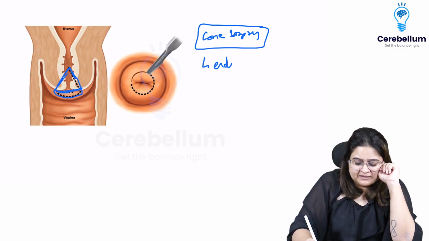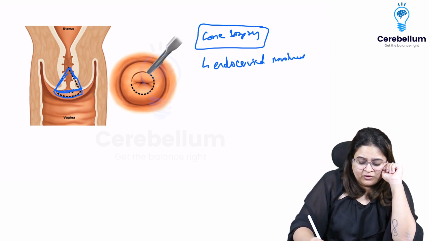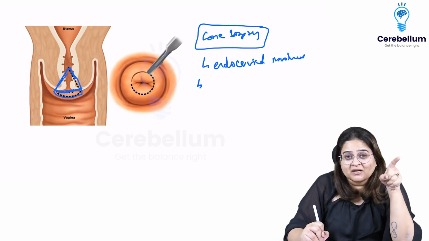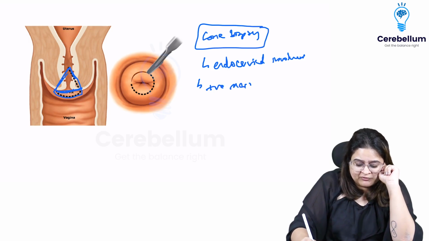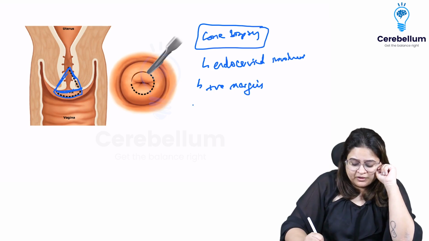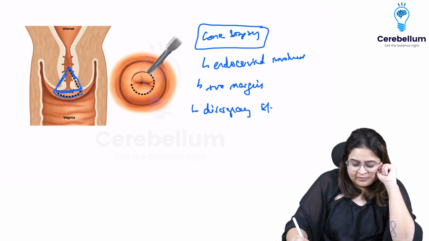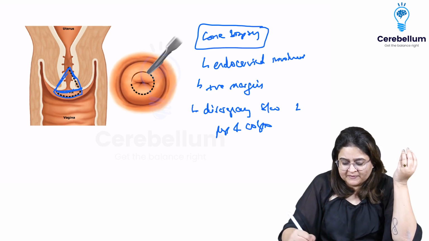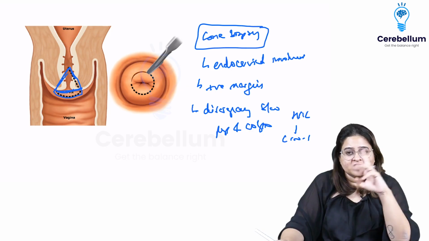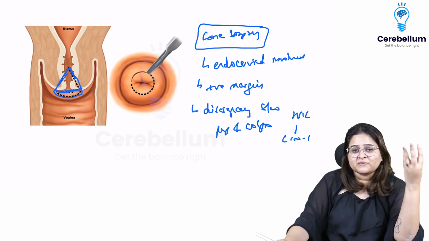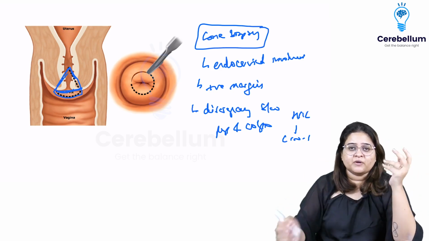This is when you're suspecting endocervical involvement, or when you've done a colpo biopsy, but the margins of the biopsy are positive. So positive margins, you know you have to take out more tissue now. Or if you have a discrepancy between the pap smear and the colpo, that means suppose your pap smear comes as HSIL, a high-grade lesion, but your colpo shows CIN1. It is not going together. That means maybe you are missing some lesion, so you want to take a deeper biopsy.